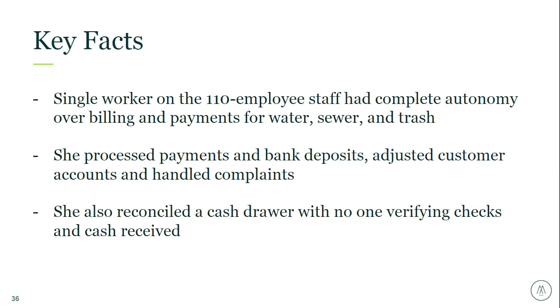So for many years, Nancy Tonkin was a single worker on the 110 employee staff at the administration building. She had complete autonomy over billing and payments for water, sewer, trash services. So she processed payments and bank deposits. She adjusted customer accounts and handled complaints. She also reconciled the cash drawer with no one verifying checks or cash received. Additionally, all employees had unlimited access to the township's mainframe computer, and all finance department workers had the combination to the department's safe and could access the cash inside the safe at any time of day. So lots of red flags here.